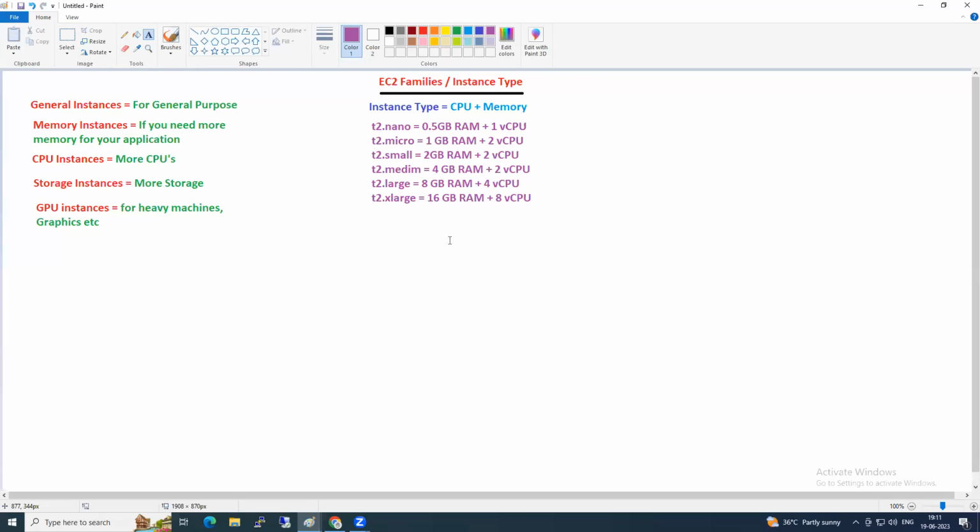Medium. Here we have T2, not only T2, you have T1, T2, T3, T4, M1, R2. So many different types are there. So based on the requirement, you need to choose it.